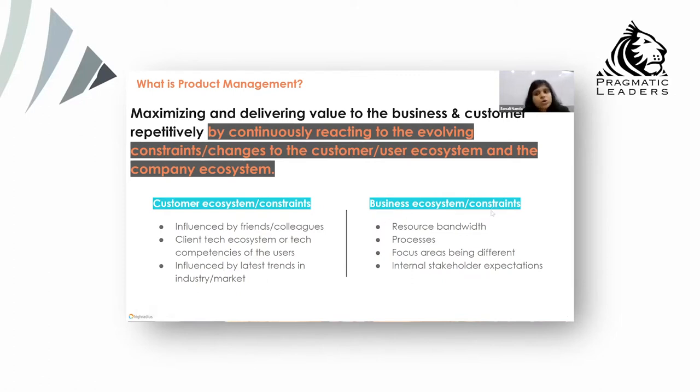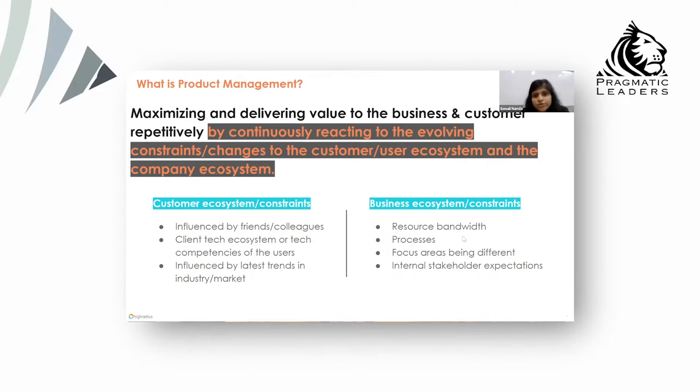And then the business ecosystem also has a lot of constraints, right? You might want to build an amazing product, but you might not have the right resource bandwidth. There might be process constraints, security constraints, compliance constraints, right? The focus areas of the organization might be very different from what you are thinking you want to do, because typically every organization will have one global charter every single year, or every 6 months, or every 3 months. And then there are internal stakeholders too, who might be using your product in some way or the other, and their expectation might also be very different, right?